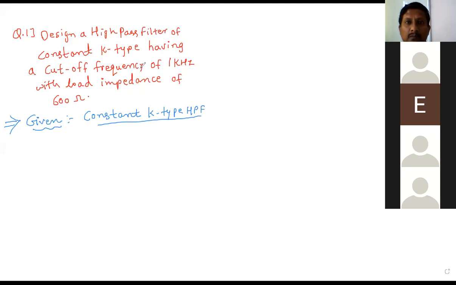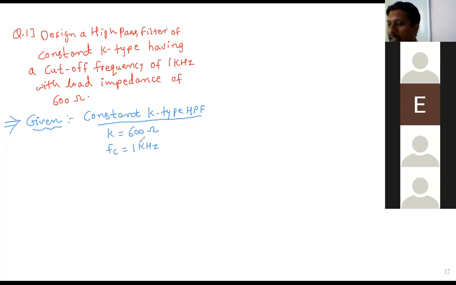You can read properly, no? So if they are asking for a high pass filter, how can you design the low pass? Are you getting my point? So read the question properly, write down the given data properly, and then start to think how to draw the diagram, how to write the formulas and get the answer by putting in the values of the given FC and impedance K value. So constant K type high pass filter, the value given K as 600 ohm and FC is given as 1 kilohertz.